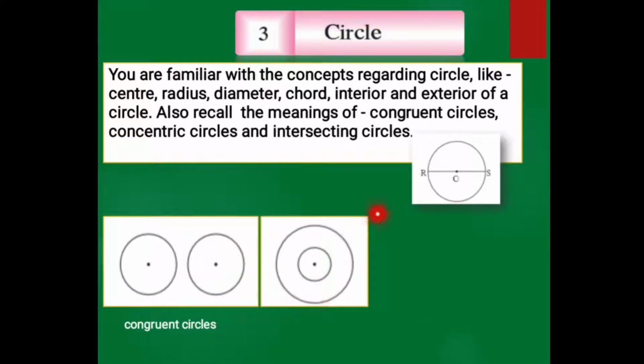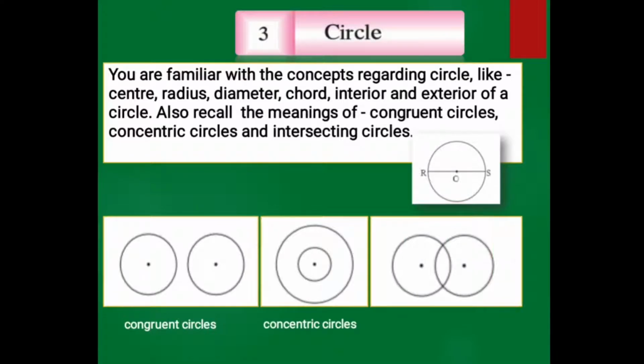Now see the second diagram. In this diagram, both circles have the same center. So these types of circles are called concentric circles. Now see the third diagram. In this we consider two circles with different centers and these two circles intersect at more than one point. So these are the intersecting circles.